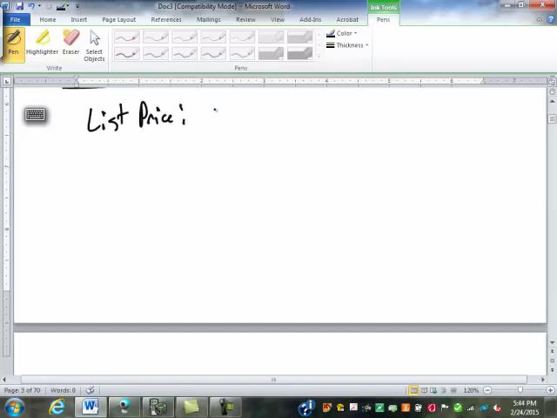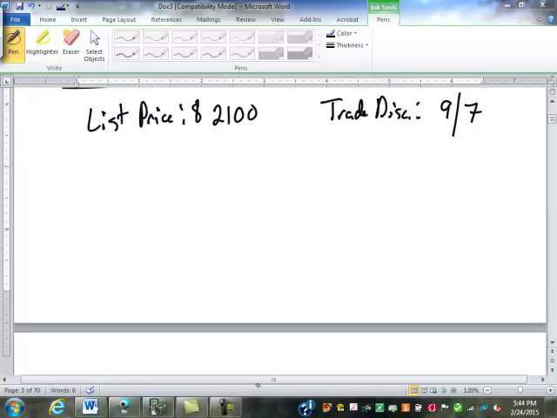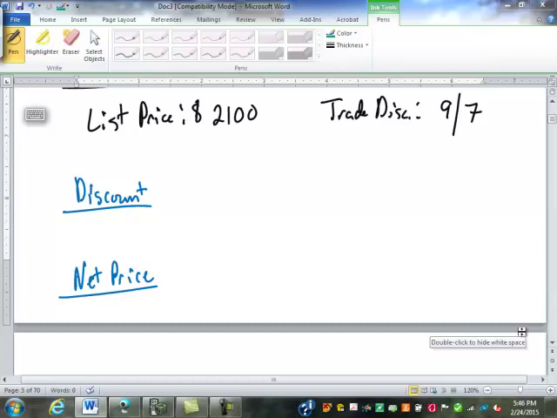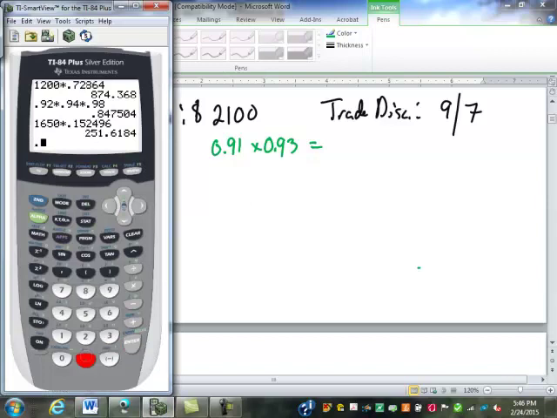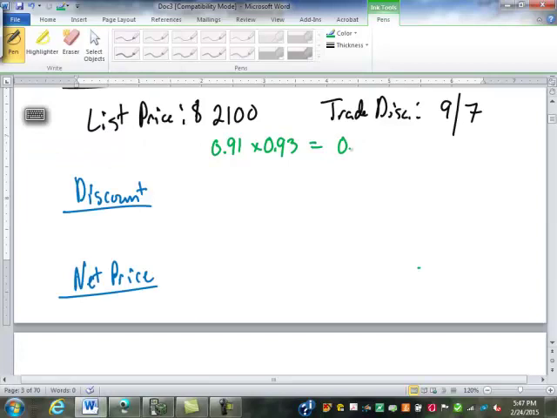So we're purchasing merchandise with a list price of $2,100. And our trade discount is 9, 7. Go ahead and find the discount and the net price for me. Let's give it a shot. Where do we start? Perfect. From the 9 and the 7, we get 0.91 times 0.93, giving us 0.8463. What next?